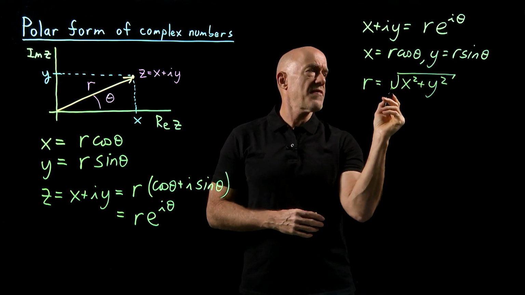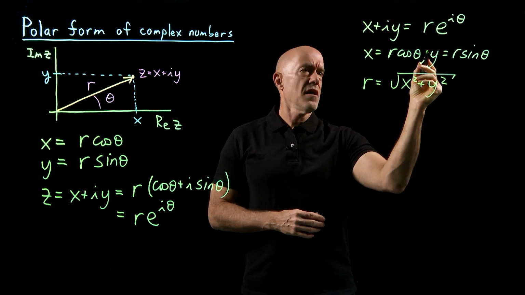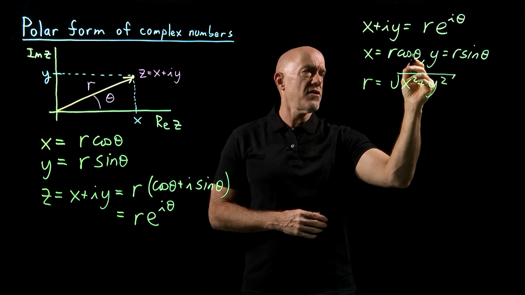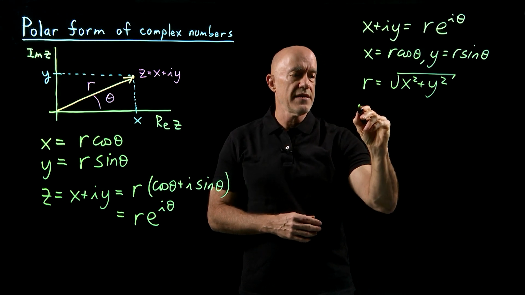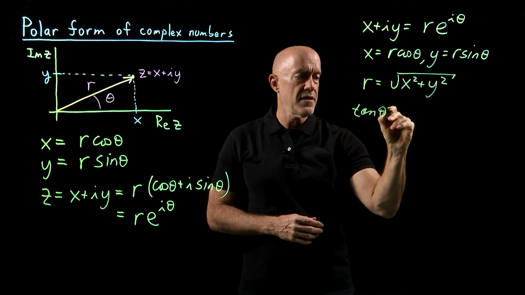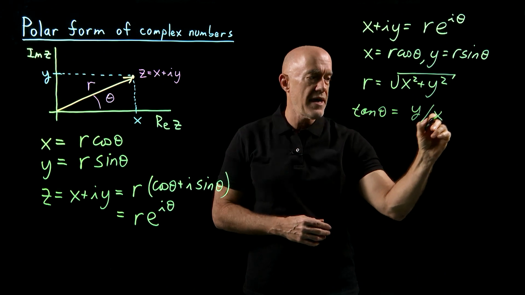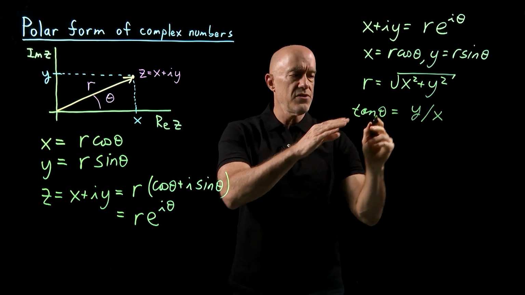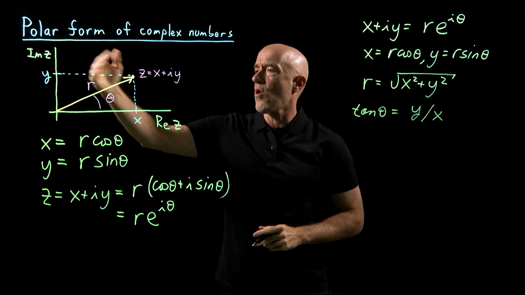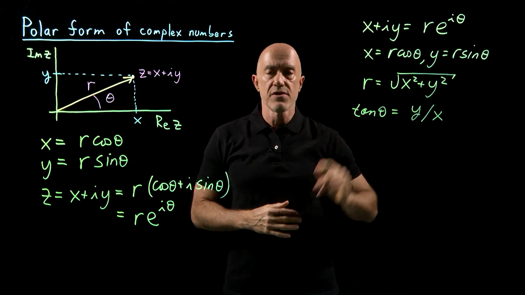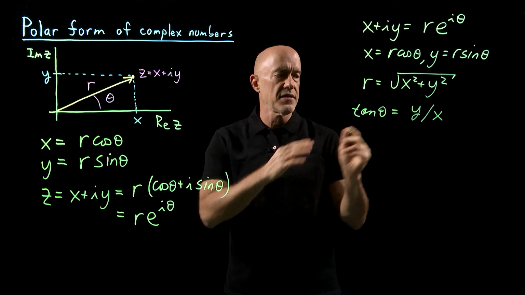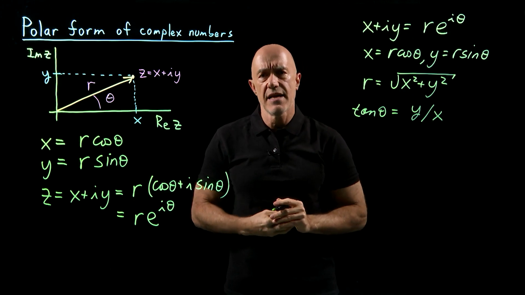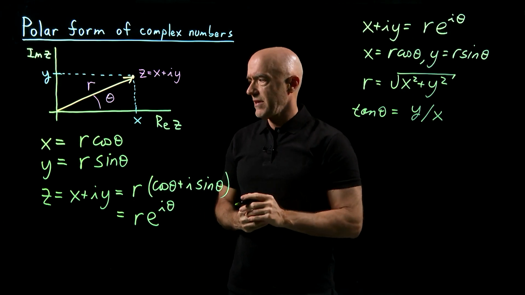On the other hand, to get theta, we can divide y by x. Then the r cancels, and we have sine theta over cosine theta. So we end up with the tangent of theta is equal to y divided by x. And then to take the arctangent of this, you need to know which quadrant z is in in order to do the arctangent correctly. So that sometimes takes a lot of work, but here we'll just leave it as an expression for the tangent.